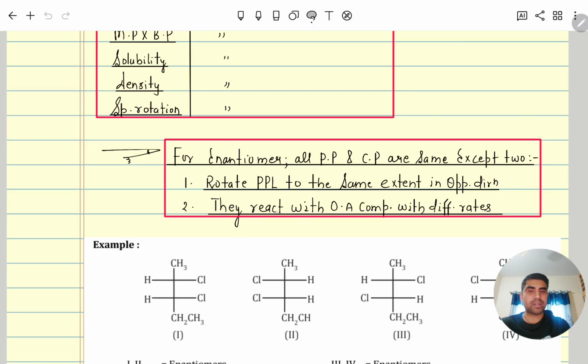And they react with optically active compounds at different rates. Enantiomers react with an optically active compound, but their rate of reaction will be different. And they rotate to the same extent but in opposite directions. So only these two properties are different; all remaining properties are the same.